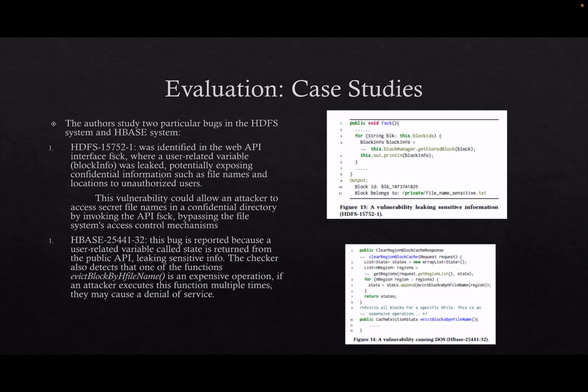Moving on to the second case study, which is HBase 2544132, given in figure 14. This bug is reported because a user-related variable called state is returned from the public API, leaking sensitive info. The checker also detects that one of the functions, evict block by H file name, is an expensive operation. So if the attacker executes this function multiple times, it may cause denial of service.